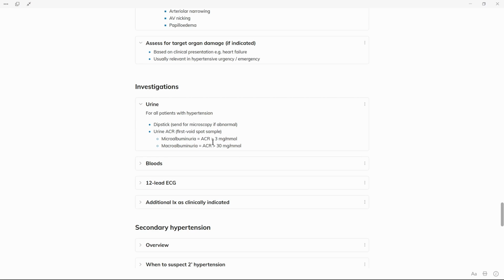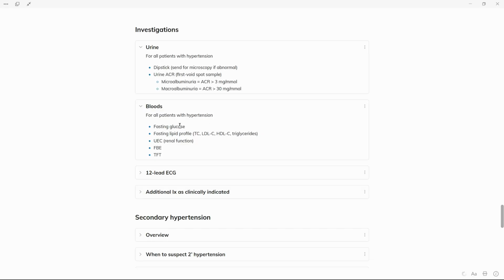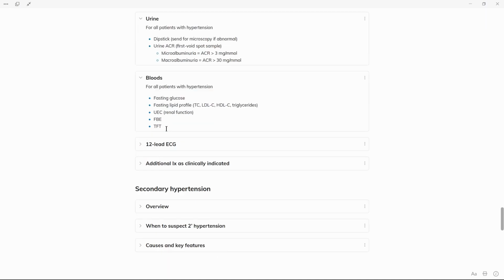And that is to look for albuminuria, with microalbuminuria defined as an albumin creatinine ratio of greater than 3, and macro is a ratio greater than 30. We order blood tests for all patients with hypertension. So that will be fasting glucose and fasting lipid profile. That's part of the cardiovascular disease risk assessment for a patient. UEC to look at renal function as a consequence or a cause of the hypertension. FBE to look for any anemia, and thyroid function tests as well, as those of you can identify hyper or hypothyroidism very easily based on a simple blood test.